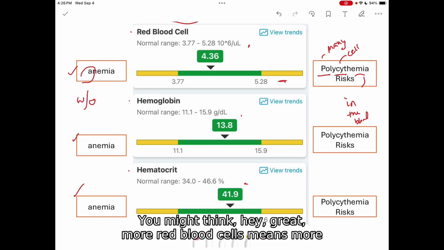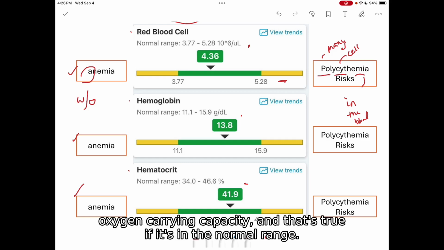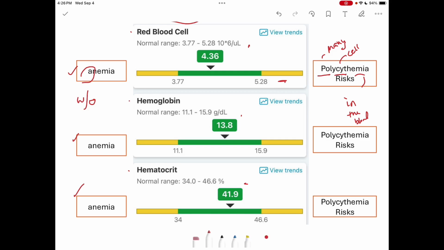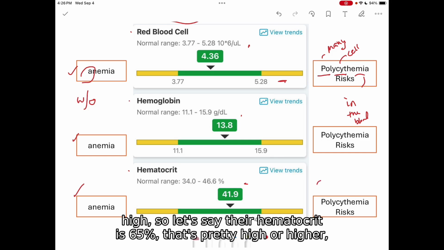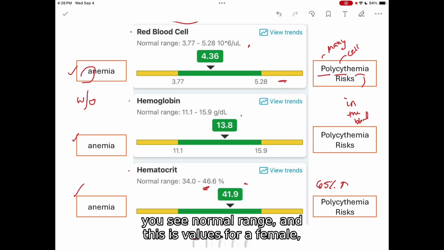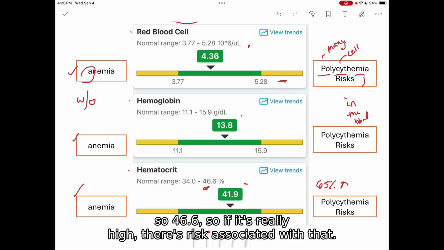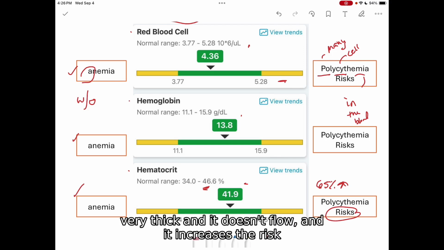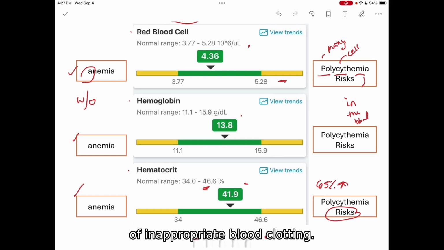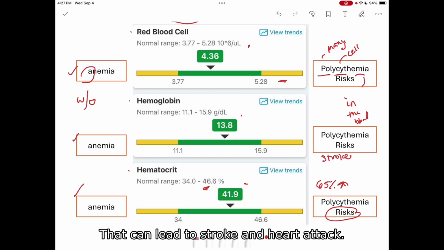And you might think, hey, great, more red blood cells means more oxygen carrying capacity. And that's true if it's in the normal range. If it gets too high, in case you're wondering how high is too high, let's say their hematocrit is 65%. That's pretty high. You see the normal range, and this is values for a female, so 46.6. If it's really high, there's risk associated with that. If there's too many cells in the blood, it gets very viscous, it gets very thick, and it doesn't flow, and it increases the risk of inappropriate blood clotting. That can lead to stroke and heart attack.